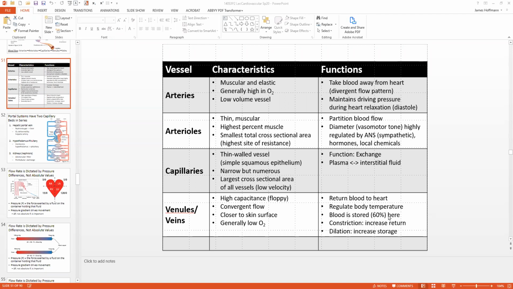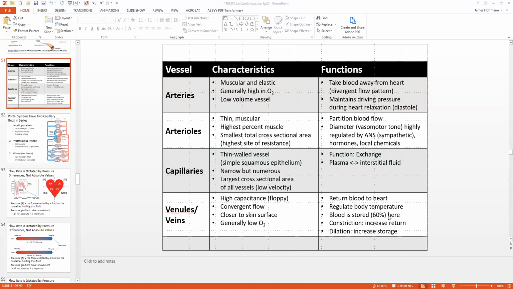The way we do that is by partitioning blood flow, primarily through arteriolar constriction. So the arterioles constrict, and then when you're running, the local metabolites in your working muscles cause dilation, and that increases the blood flow to the areas of need. So that's one of the major ways we partition blood flow. As we talked about at the very beginning, the arterioles are also the highest site of resistance.